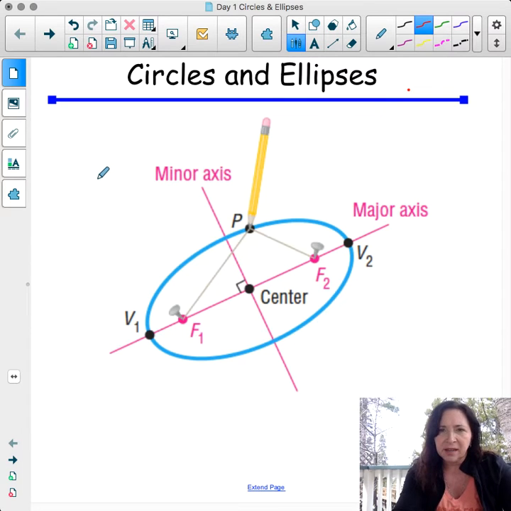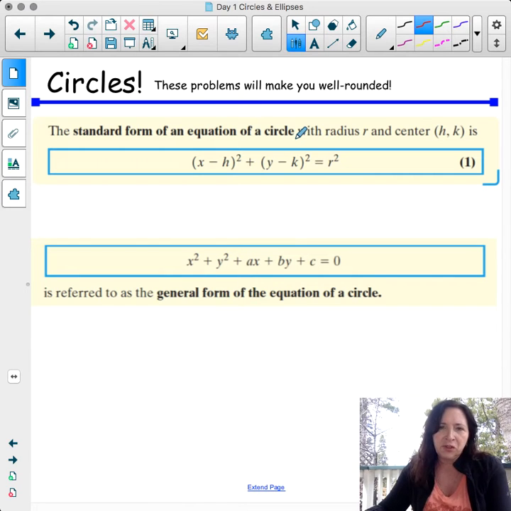Hi everyone, today's lesson is on circles and ellipses, so let's get started. Let's start off with a review of circles.